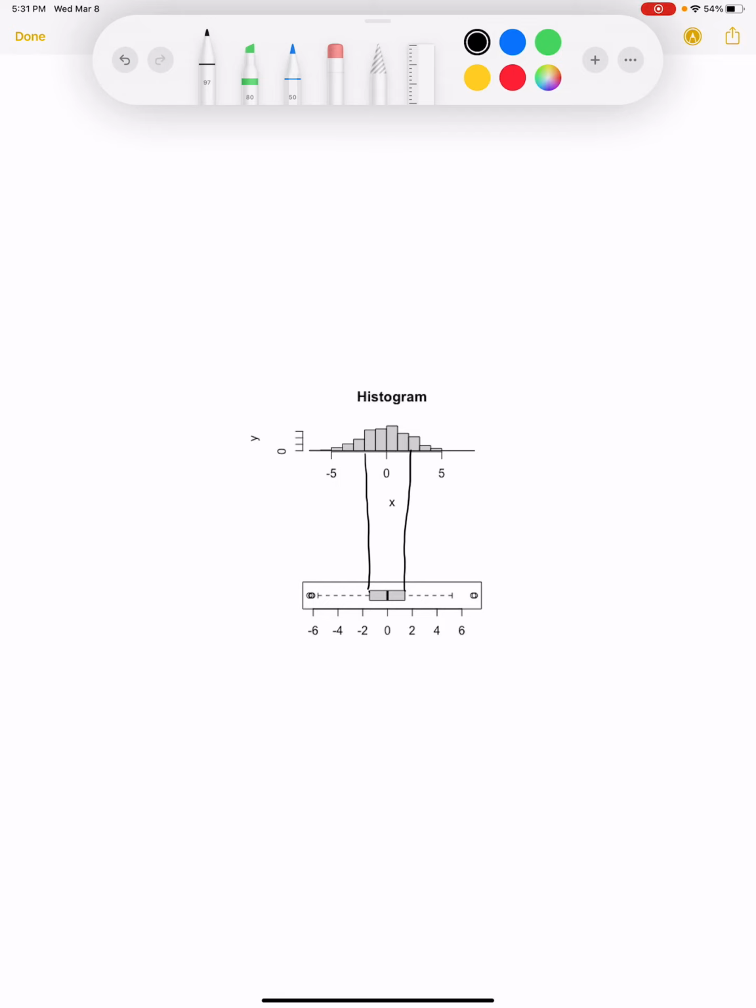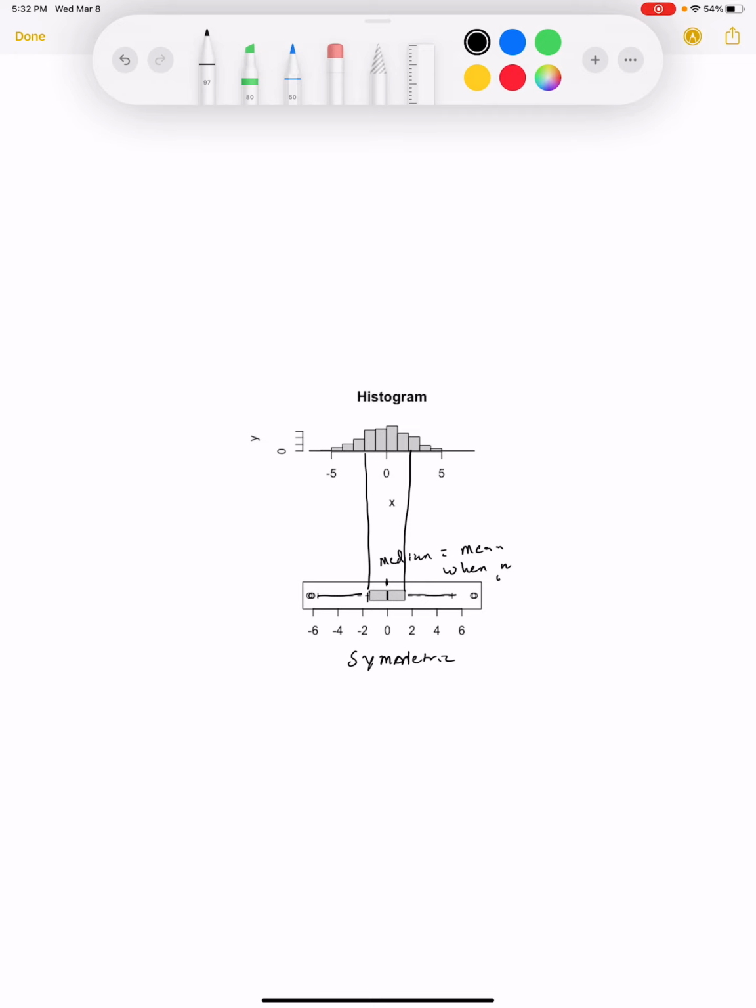it corresponds to the center of the data, and here this is the median, which in this case is equal to the mean when normal. Okay, and we can see that it's symmetric. Okay, so it has about the same length in these boxes.